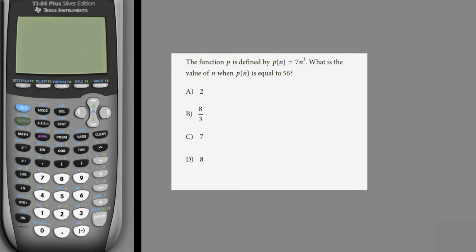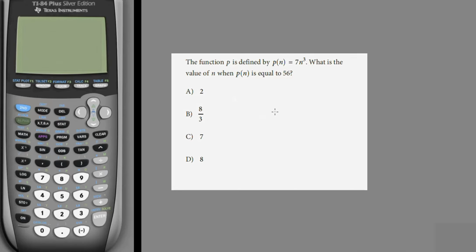In this video we are going to learn how to solve this short math problem easily and fast using the TI-84 Plus CE scientific calculator. Alright, so let's get started. The question says the function p is defined by p of n equals 7n cubed. What is the value of n when p of n is equal to 56? So guys, we're going to solve this question both manually and with the calculator. We're going to begin with the manual method first, and it's very easy as well. We're going to see it together.